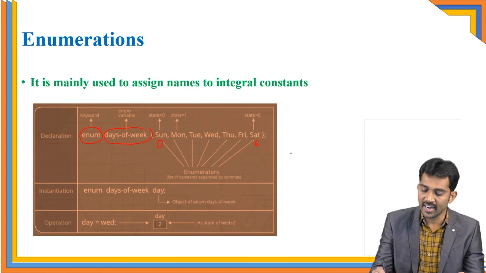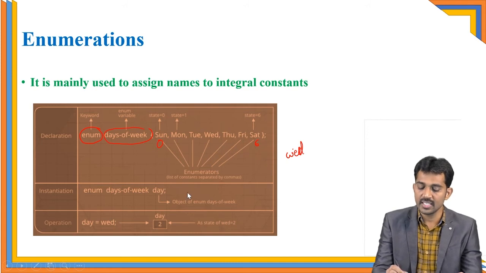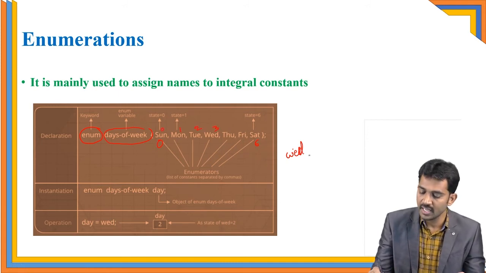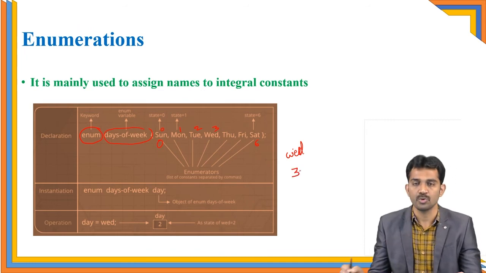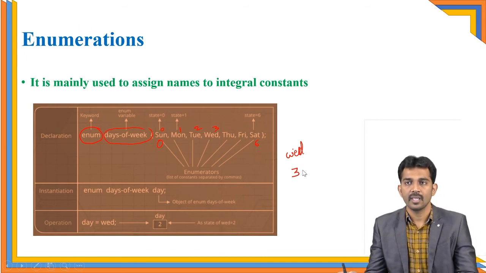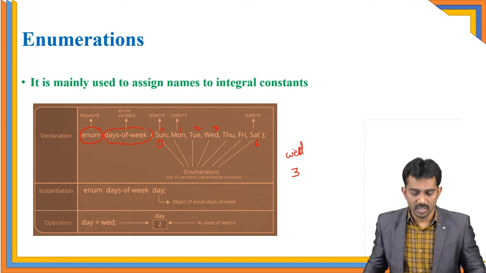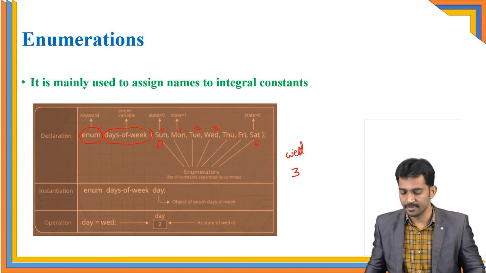If you print the day value, if you print Wednesday, then see, Wednesday is 0, 1, 2, 3, right? It is going to display 3 as the output. Is this clear? 3 as the output, right? We will see with a small example. You will understand how enumeration works.